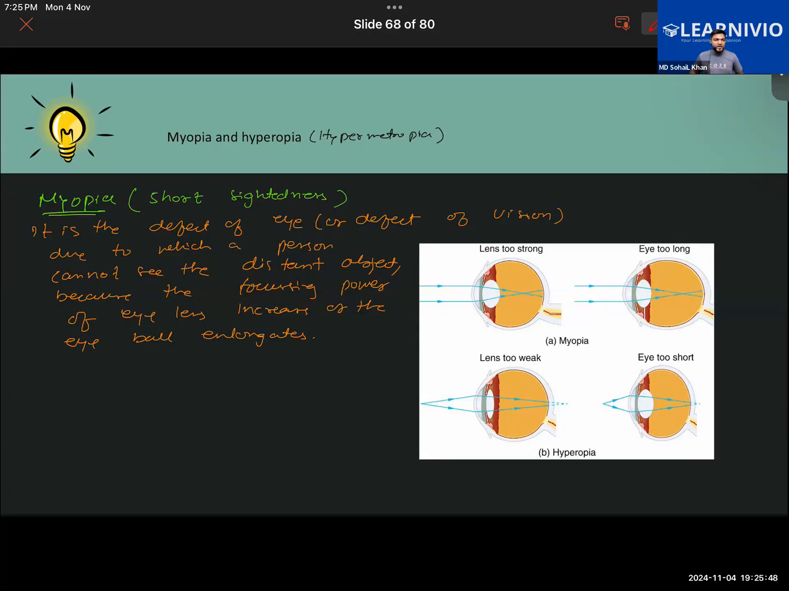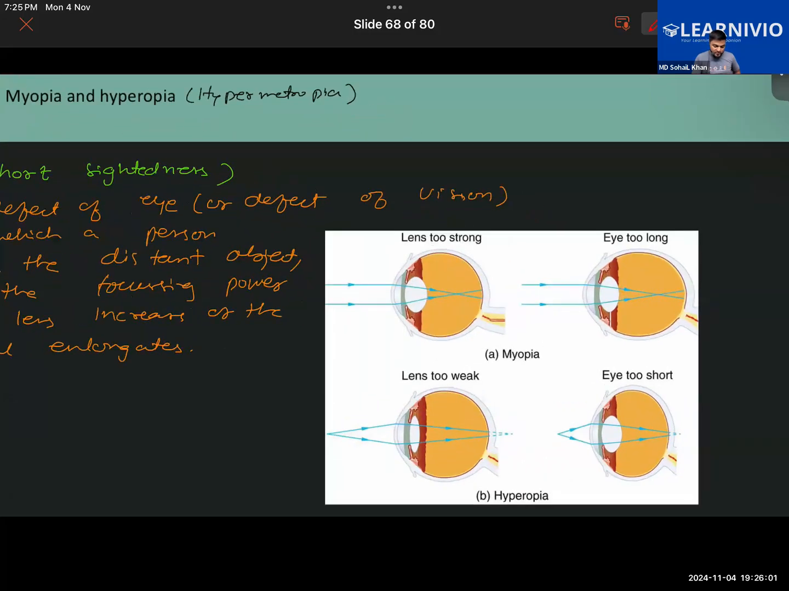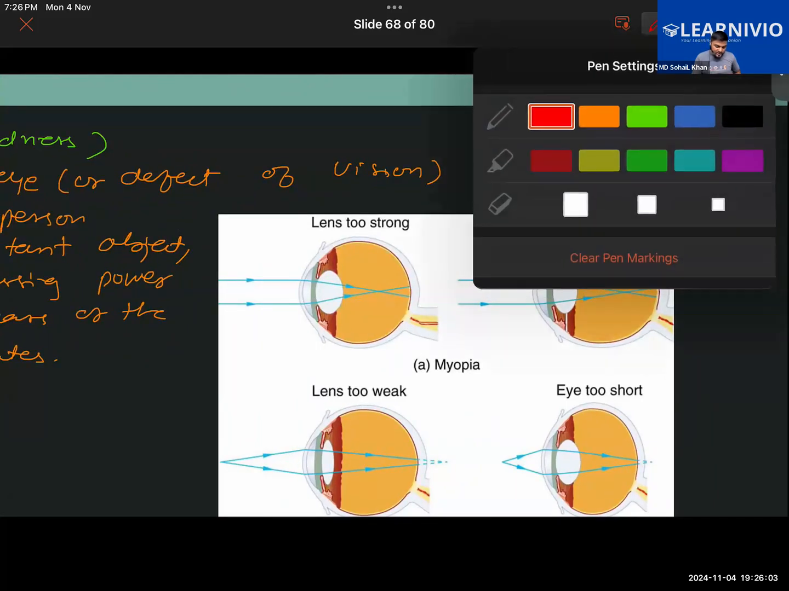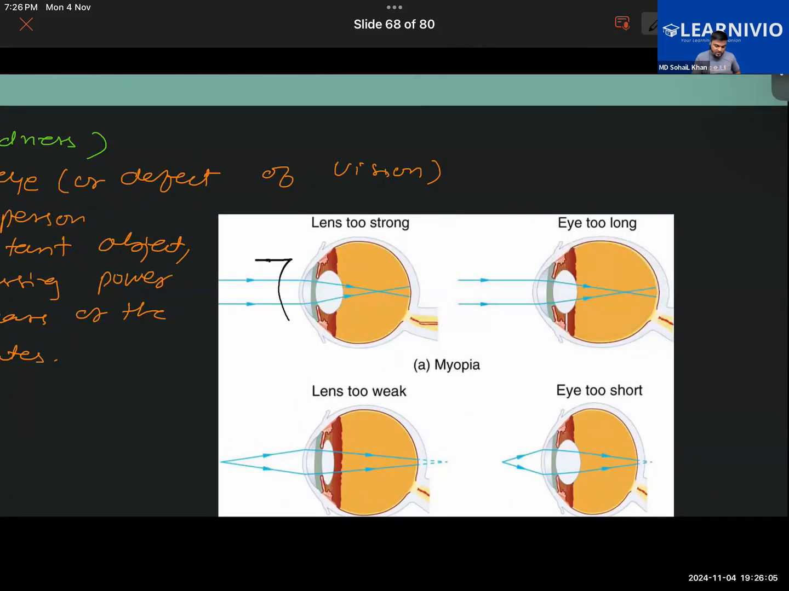Sir, can you repeat? My question was that in order to correct this eye defect of myopia, we use a concave lens and not a convex lens. Why is it so that a concave lens is used and not a convex lens?